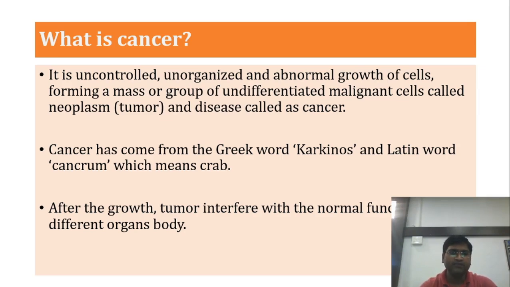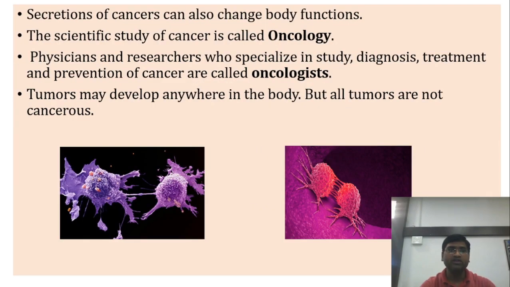In case of cancer, after the growth, the tumor interferes with the normal functioning of the different organs of the body. Whenever cancer is present in an organ system, it changes the function of that organ system, because the properties of the cancer cells and of that particular tumor change the body functions. For example, the secretions of the cancer cells change the body functions.